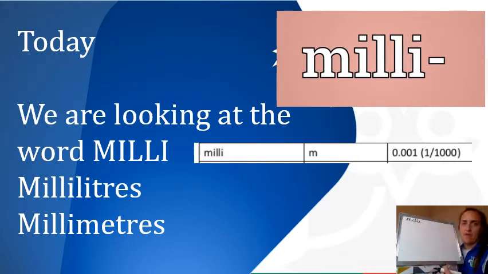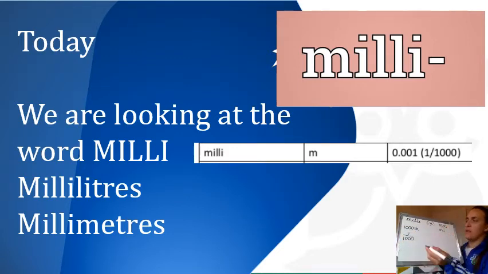Right everybody, so today we're going to be having a look at the prefix milli. We see milli before metres and litres to make millimetres and millilitres. Milli is represented by a small m, and millimetres would be represented like so, and millilitres, capacity, would be represented like this. So milli actually means a tiny part of the metre or litre, and actually it is 1,000th of that. So we could see it represented like this or as a fraction like this.